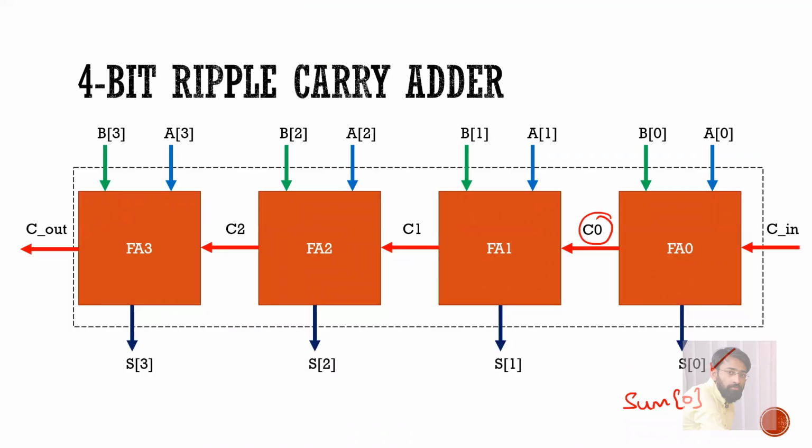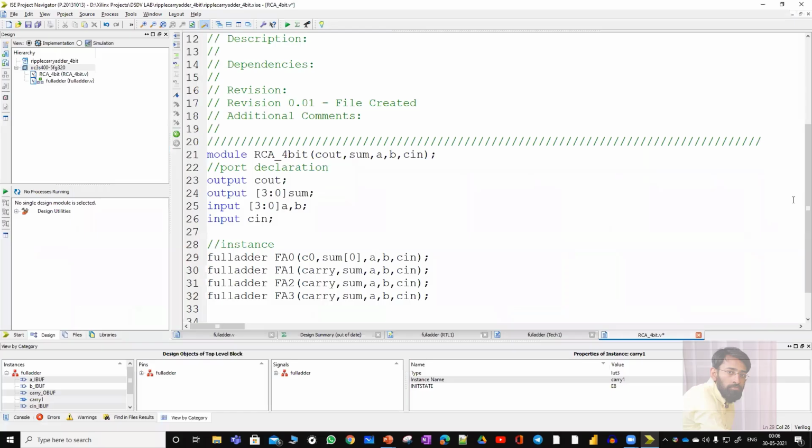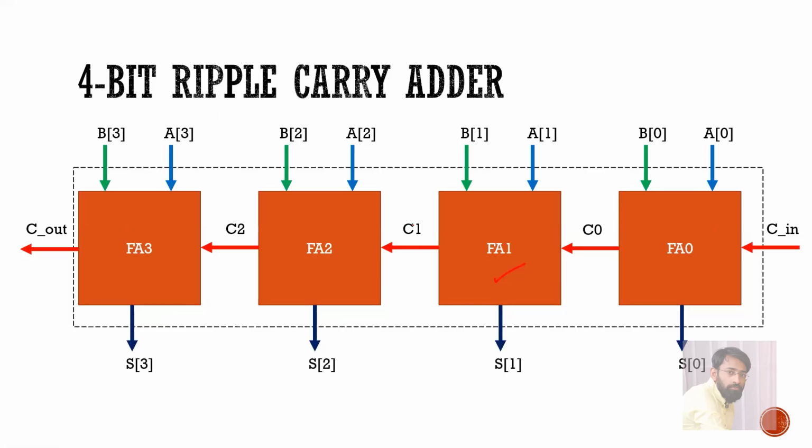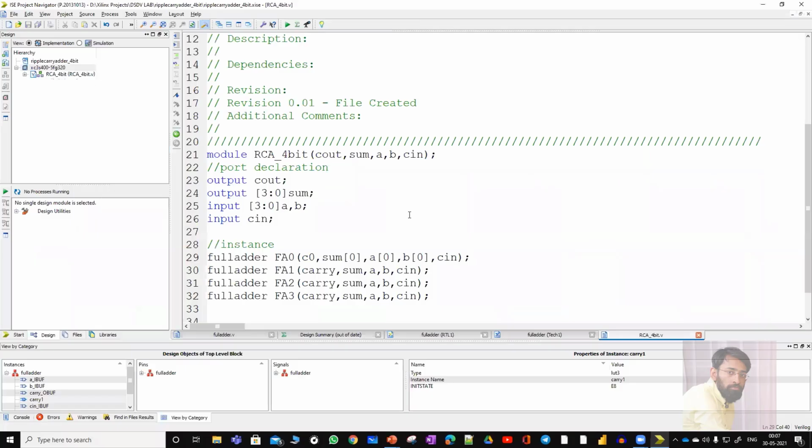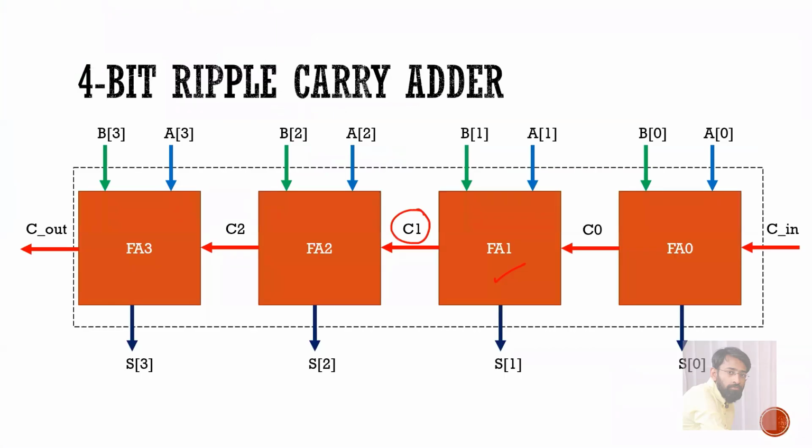Next, coming to inputs, it is A0, B0 and Cin. So A0, this is B0 and this is Cin. So done with FA0. Next, go to FA1. So coming to FA1, output is C1. So initially carry is C1. So this is C1.